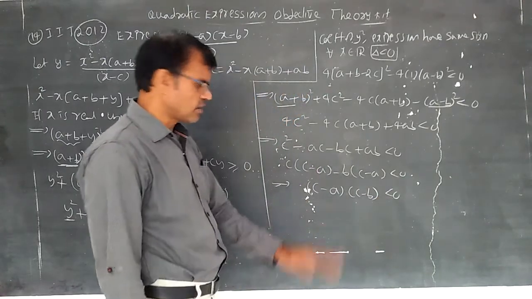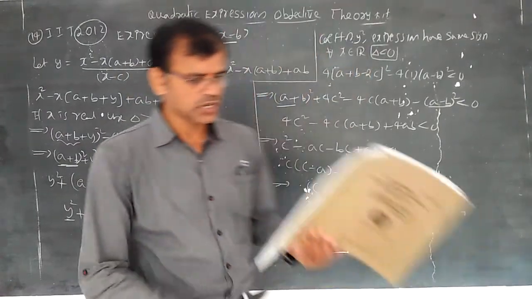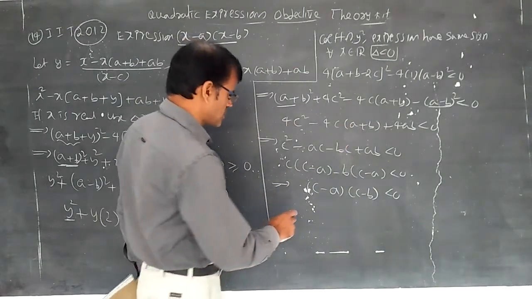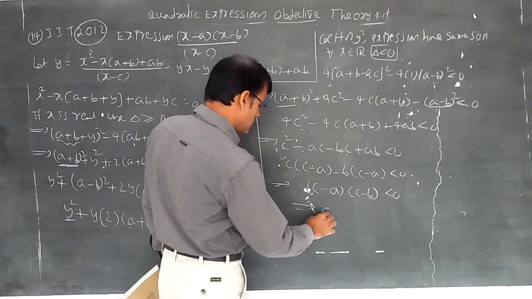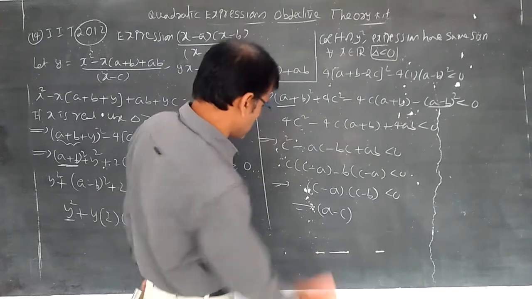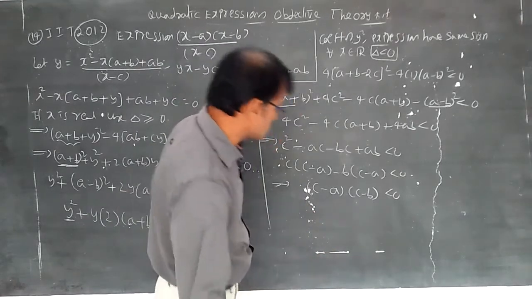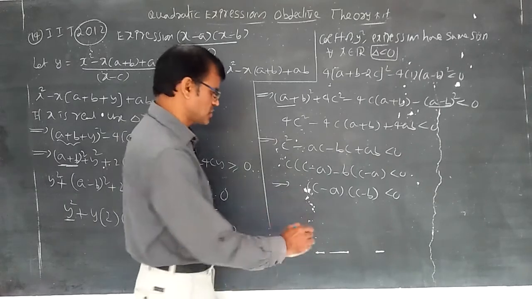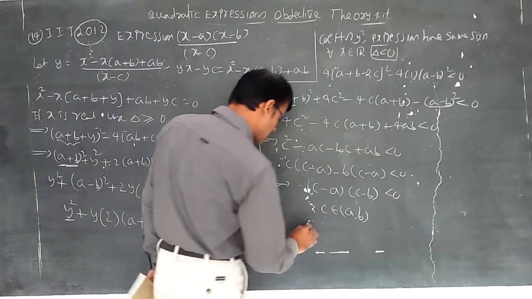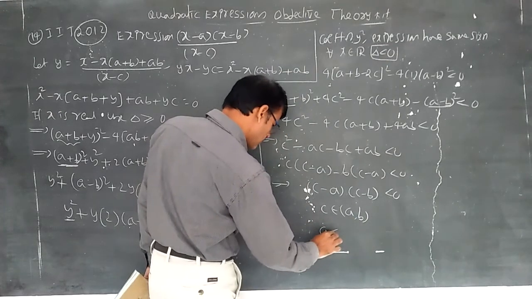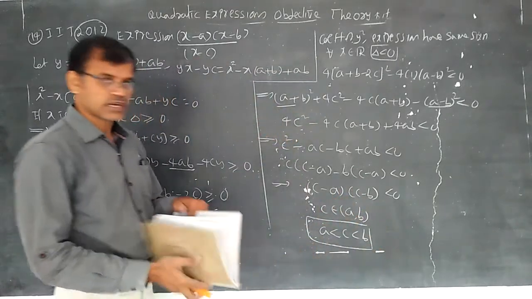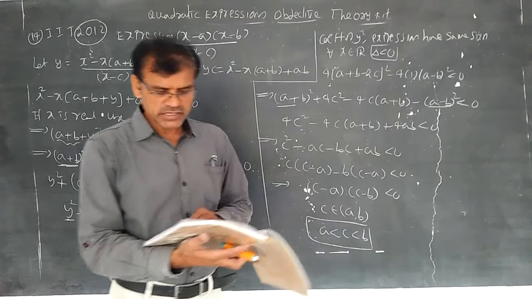Whenever he has not given any condition, you should calculate. So here x minus alpha into x minus beta less than 0 means x belongs to (alpha, beta). So c belongs to (a, b). That means the value c lies between a and b is the correct answer: a less than c less than b.